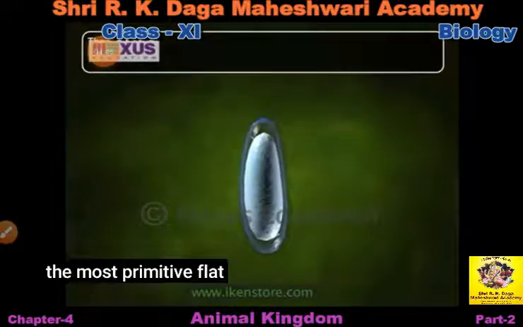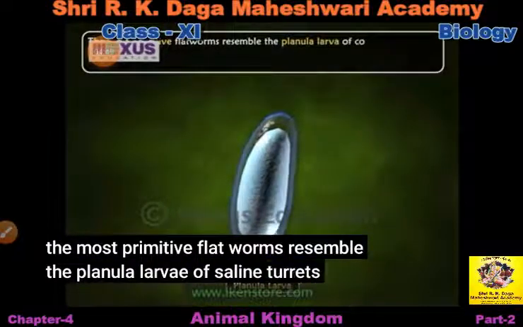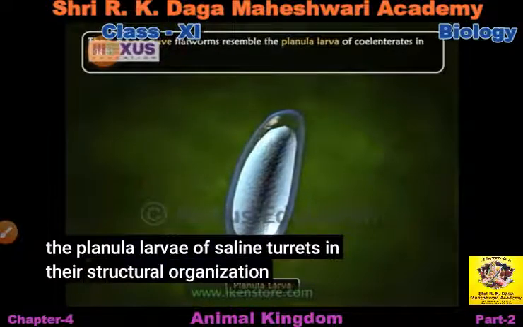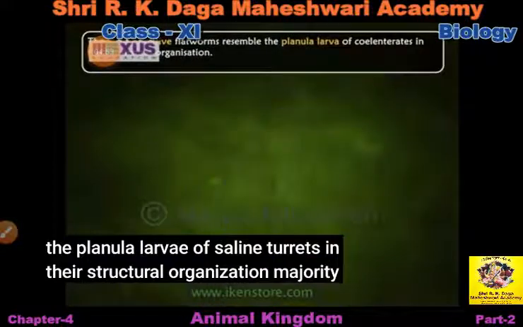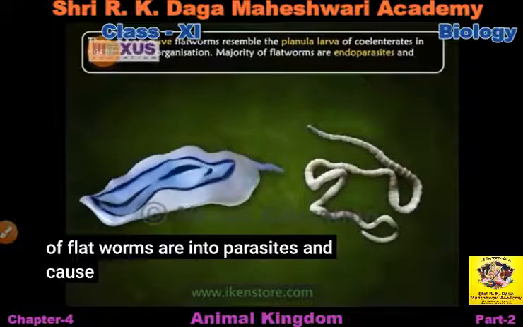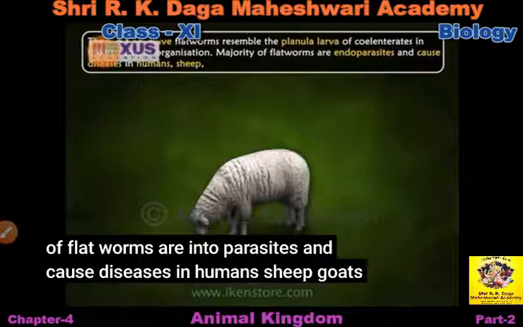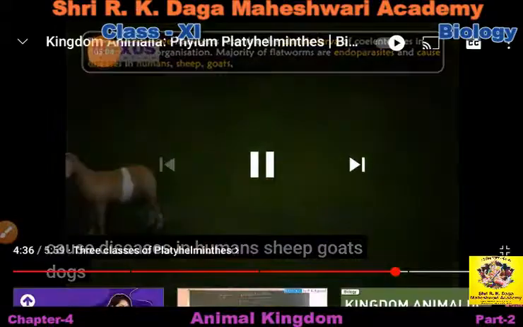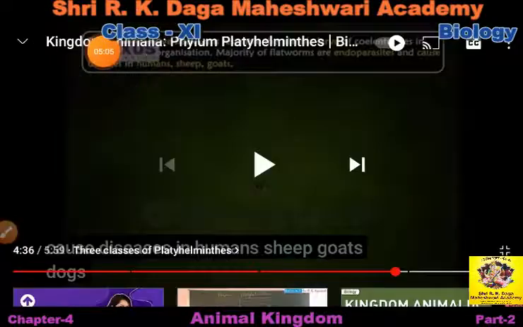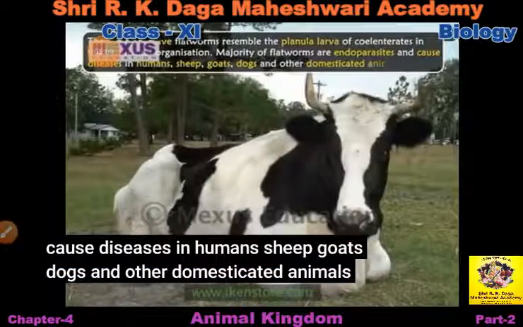The most primitive flatworms resemble the planula larva of coelenterates in their structural organization. Majority of flatworms are endoparasites and cause diseases in humans, sheep, goats, dogs, and other domesticated animals.